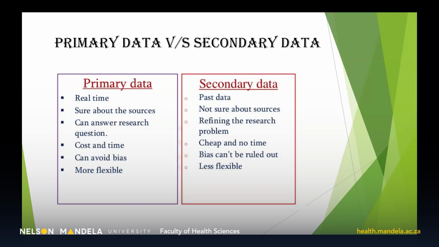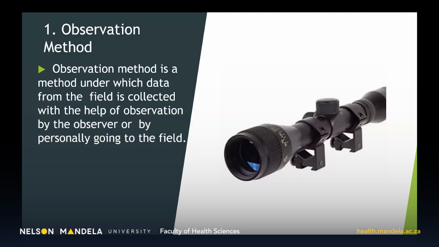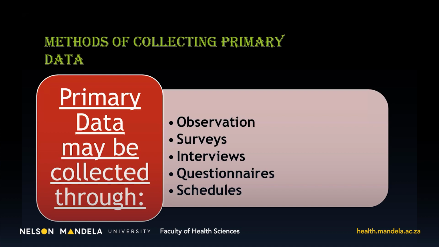And I see this all the time with my MEDs. They come with the data from the clinic. Now we discover even some of the data was not captured right. Some of the doctors did not really apply their minds in the collection of the data, and therefore you have to deal with the issues with the data. So there are pros and cons to that data vis-a-vis yourself collecting the data. Now, methods of collecting primary data are observation, surveys, interviews, questionnaires, and schedules. These are the ways of collecting primary data.